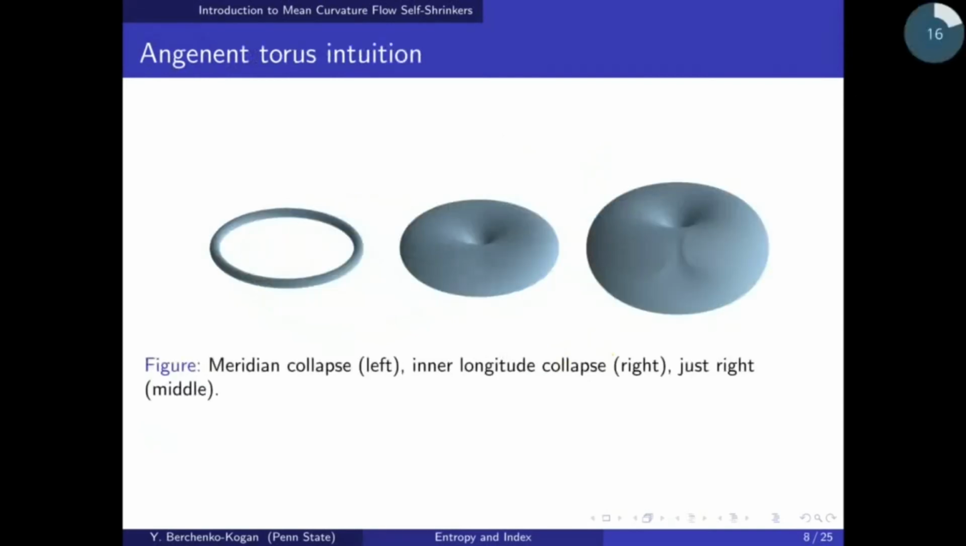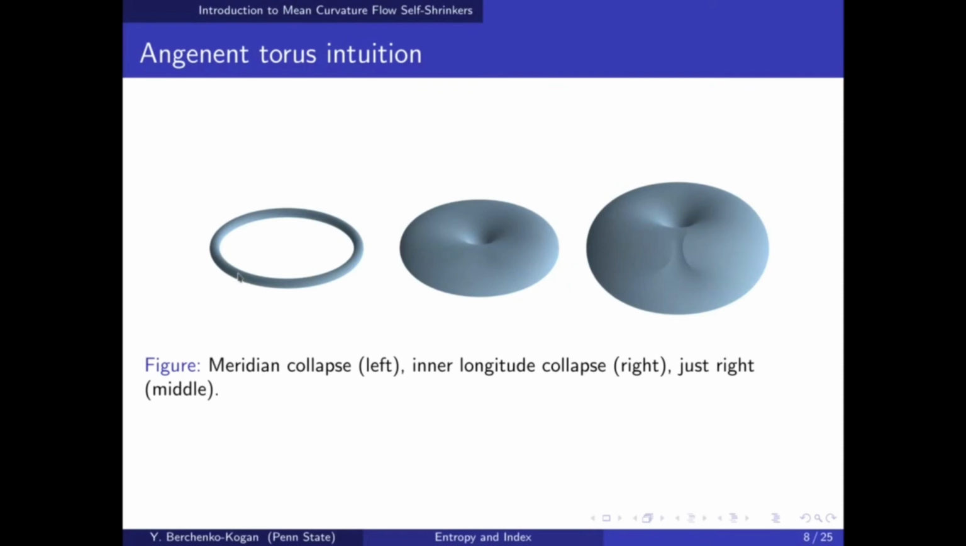All right, so let's get some intuition about why the Angenent torus must exist. So in the middle we have the Angenent torus. On the left we also have a torus that's very thin. It's basically a hula hoop. And on the right we have the opposite. We have a very fat donut, torus.